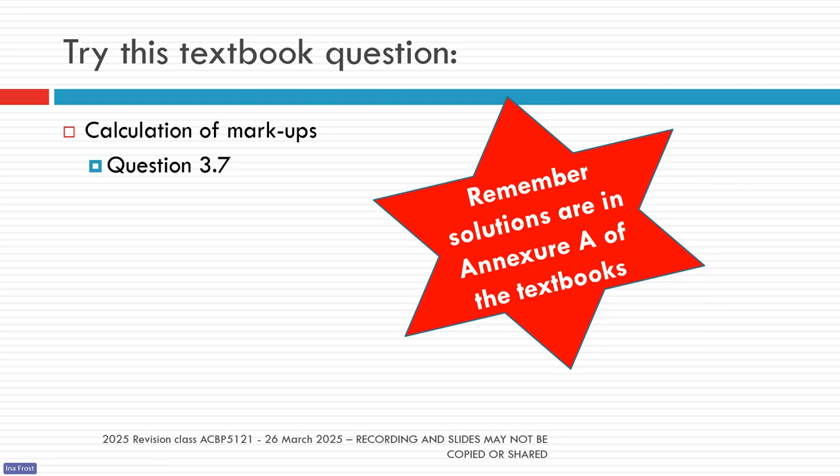There's a similar question that deals with your markups, question 3.7. Just a reminder, I know students sometimes forget this, but at the back of your textbook in Annexure A is where you're going to find all the textbook solutions. So if your lecturer didn't do question 3.7 with you in class, you must still do it at home, and then you can look in Annexure A of the textbook and quickly mark your answer.